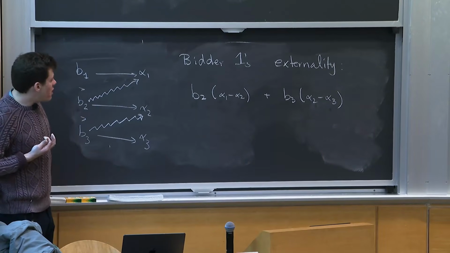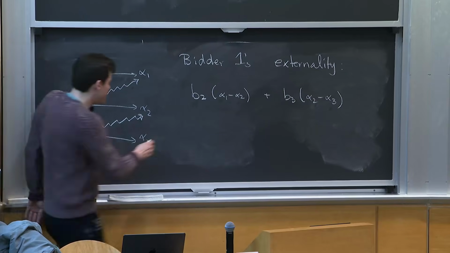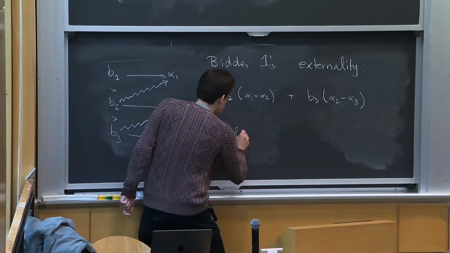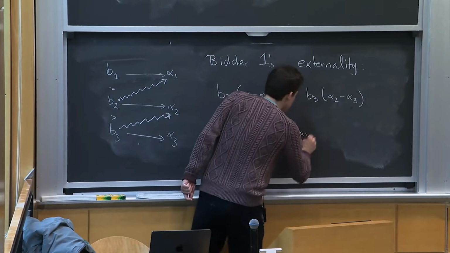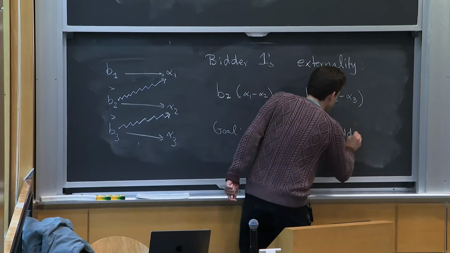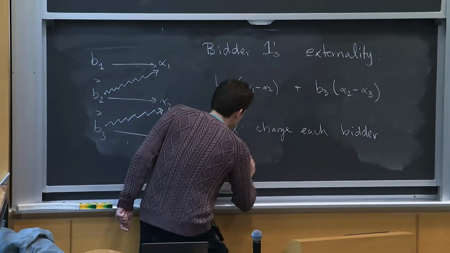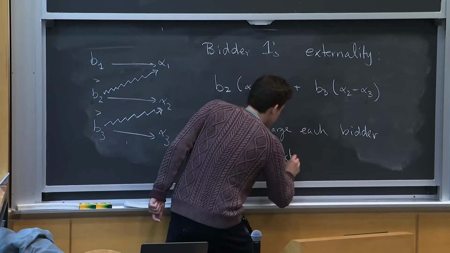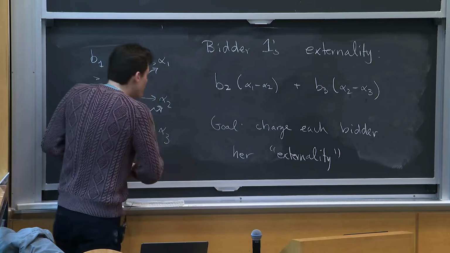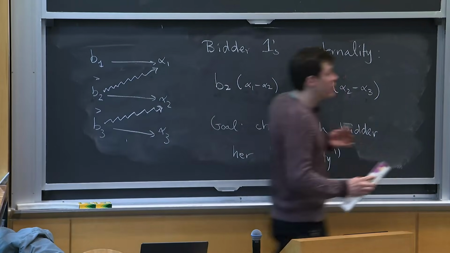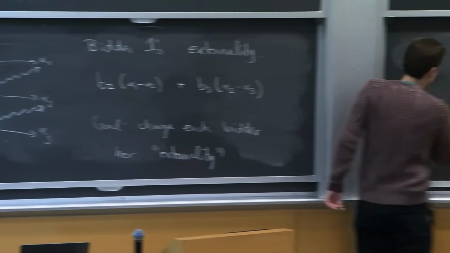So in general, the goal is to charge each bidder her externality. So now, motivated by this simple example, let's see if we can give a general formula for this auction format.